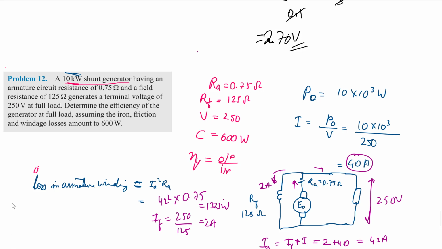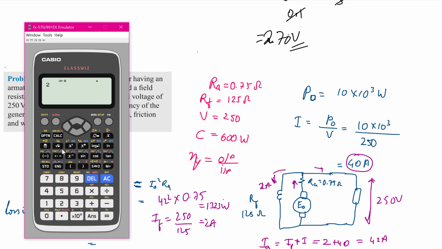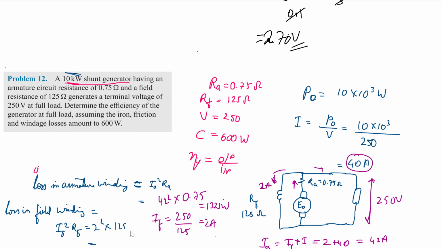Loss in field winding can be written as IF square into RF, and IF is 2, so 2 square into RF, which is 125. So 4 into 125 is equal to 500 watt. 500 watt. So total loss we have.